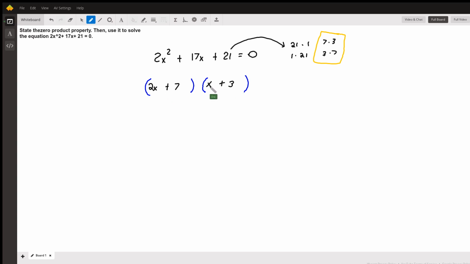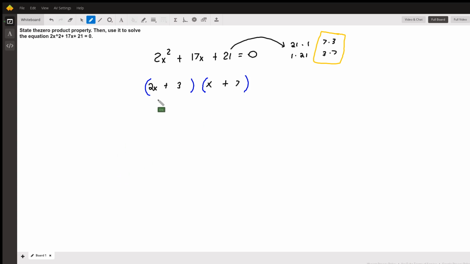Now, to see if this is our factored trinomial, just take the product of the outer plus the product of the inner. The product of the outer is 6x, the product of the inner is 7x. Does 7x plus 6x equal 13x? It does not. So we're just going to switch the order of our factors now. So instead of 7 and 3, we're going to do 3 and 7.